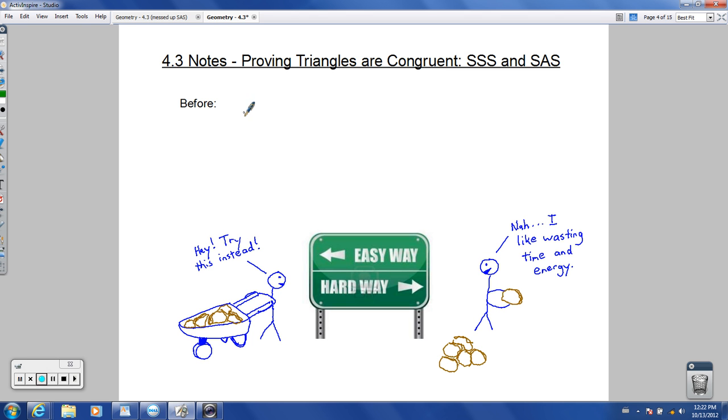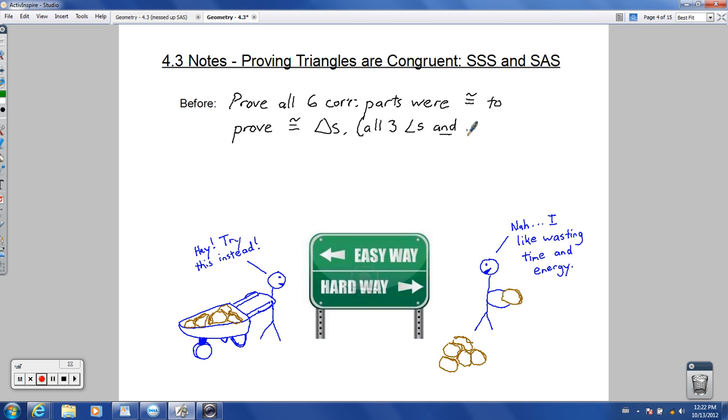So let's write this down first of all. Before, what did we do? We had to prove all 6 corresponding parts were congruent to prove congruent triangles. So in other words, all 3 angles and all 3 sides. So write that down for me.